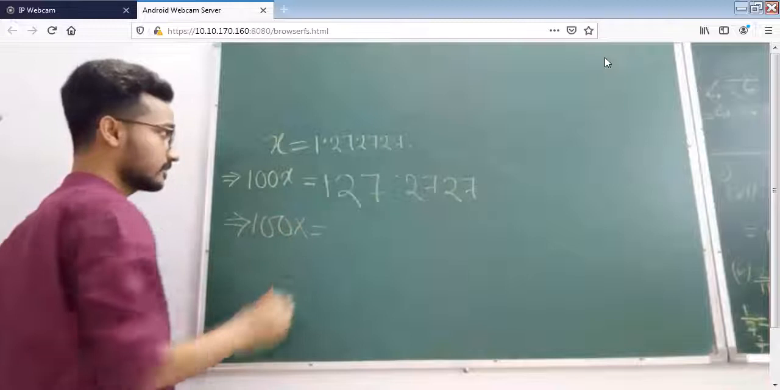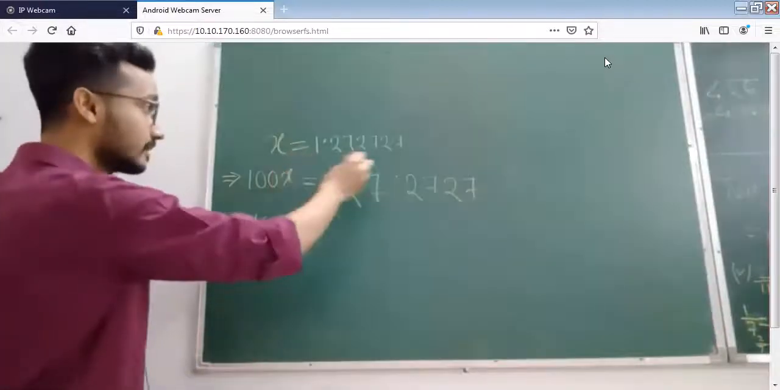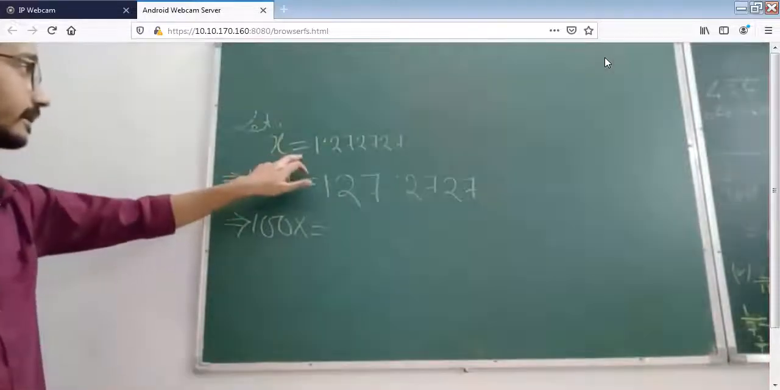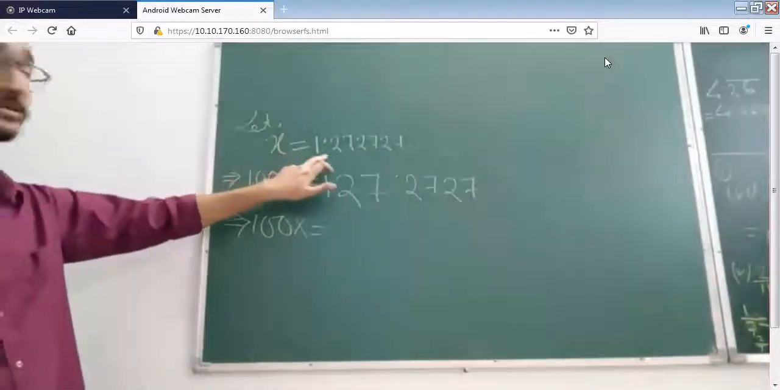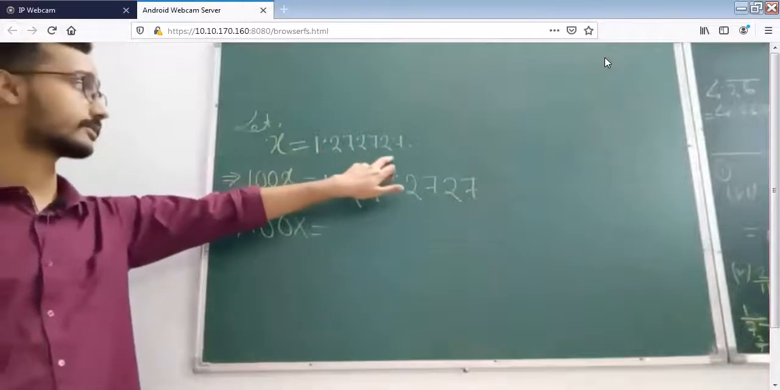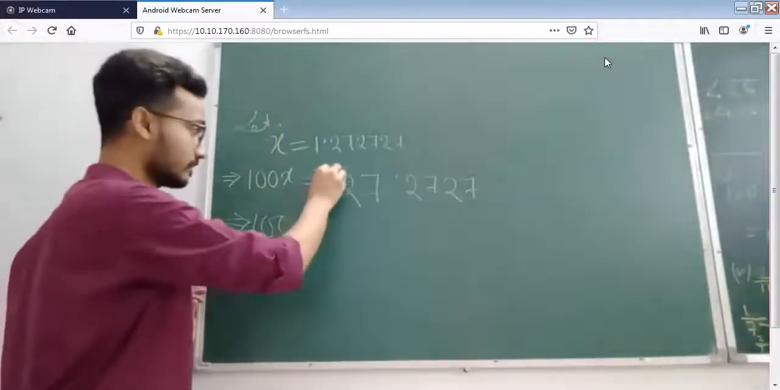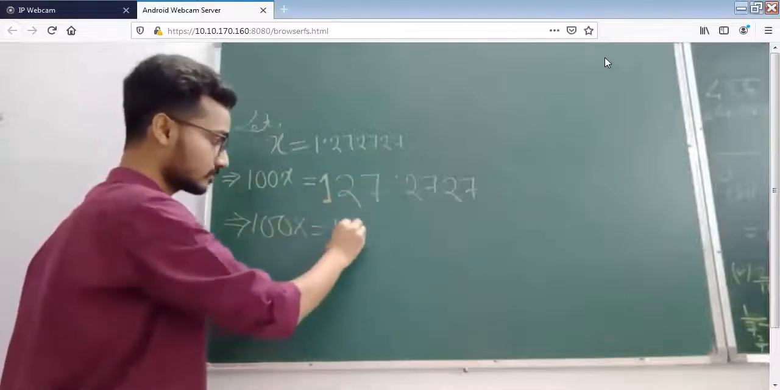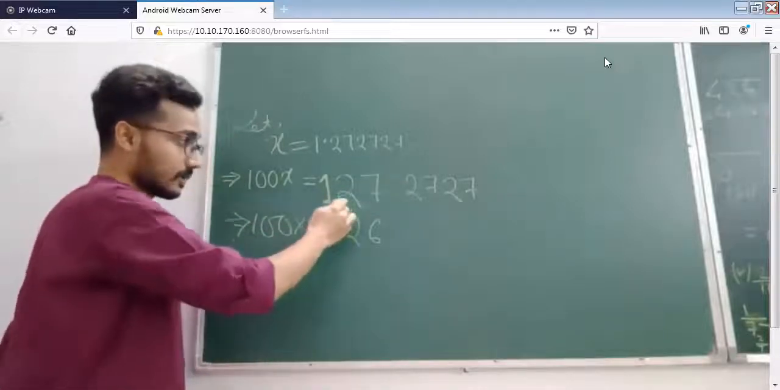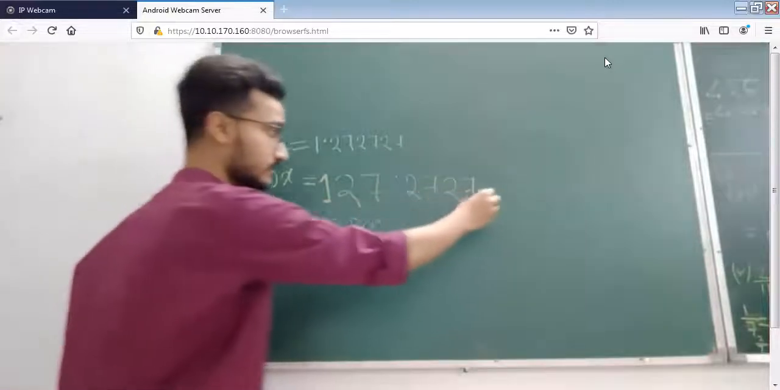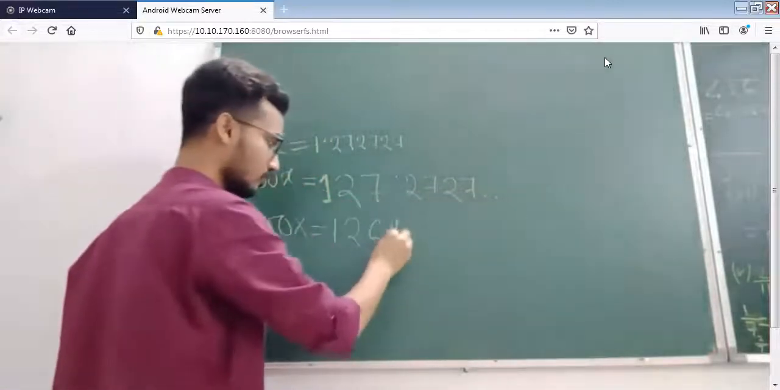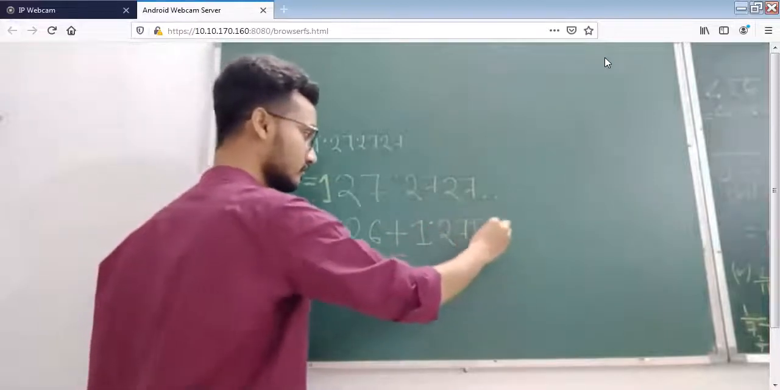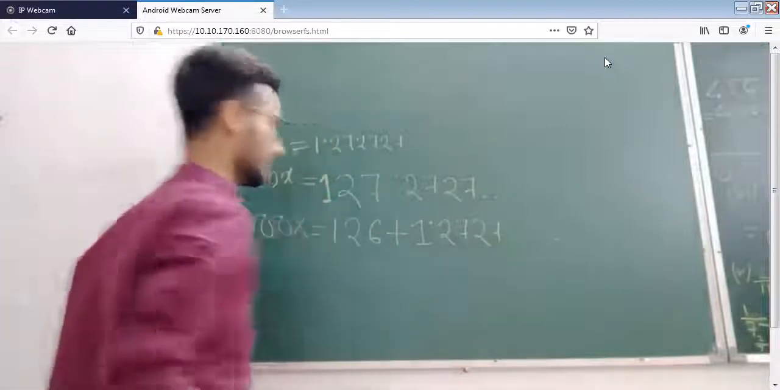Now see, 100x. What is the value of x here? Let x equal to 1.272727. But when you multiply, it will be 127. But you can write 127.2727 as 126 plus 1.2727. Yes or no? Is this clear?